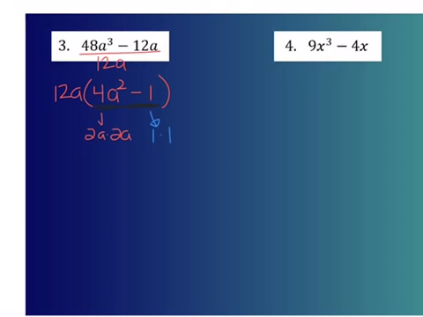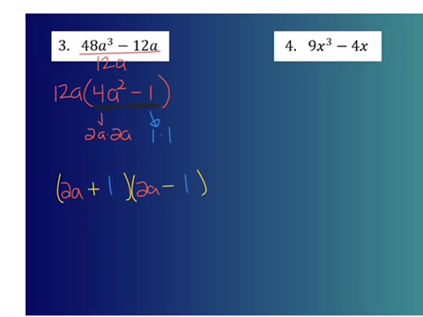So I can use this as a special case factoring. So I know that my first term is going to be a 2A and a 2A. And my second term is going to be a 1 and a 1. And because I want that middle term to cancel out, I need a plus and a minus.